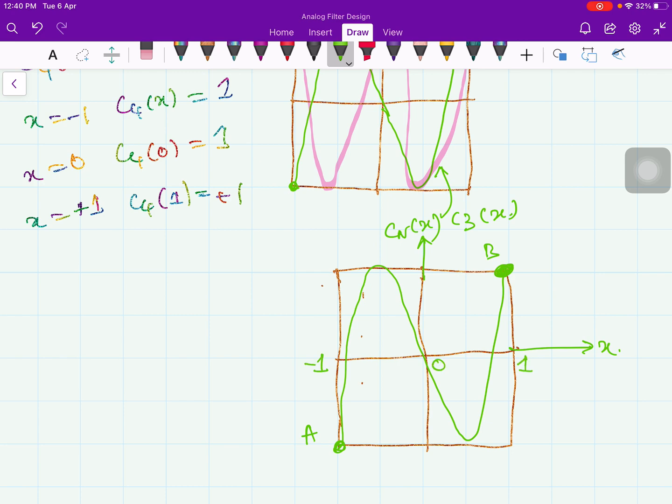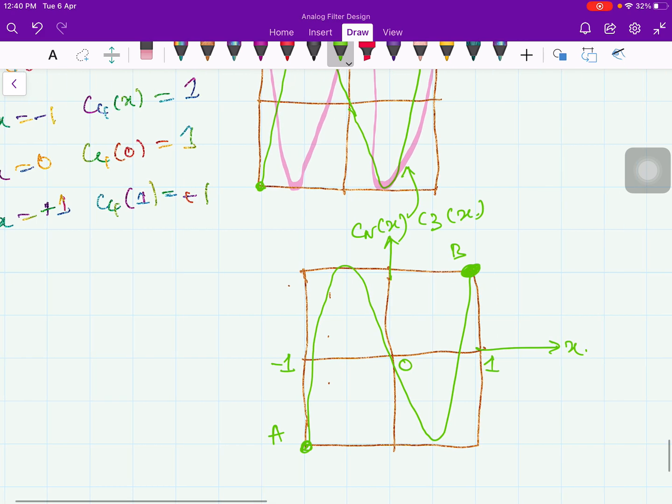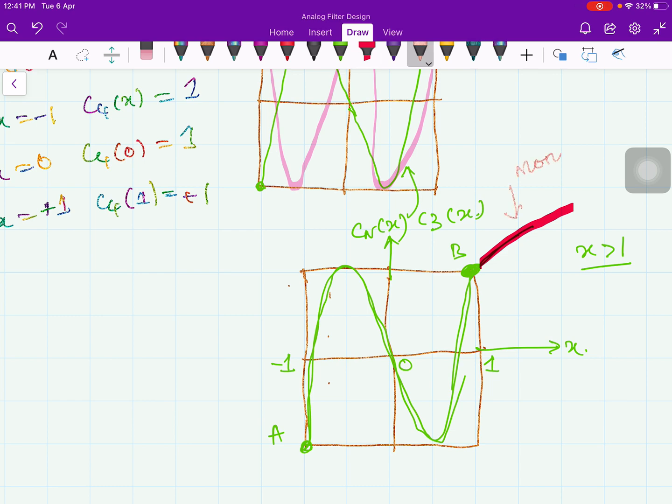Now if you go out of this point B, that means what? You are exceeding the value of 1. X is greater than 1. So when x is greater than 1, we said the Chebyshev filter has the characteristic of monotonic. Therefore you may not have this kind of ripples, but beyond x it is monotonic. Okay, it goes like this. It is monotonic when mod of x is greater than 1.